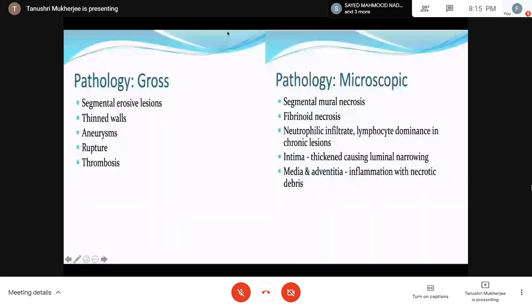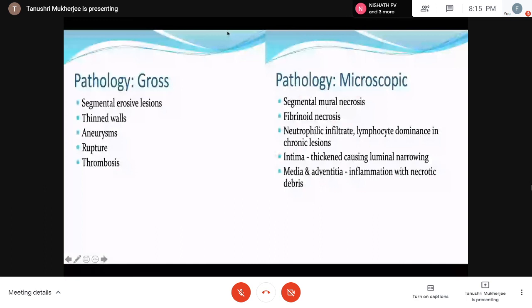There are segmental erosive lesions, grossly thin walls, aneurysm, rupture, and thrombosis. Microscopically, there's segmental mural necrosis, fibrinoid necrosis, neutrophilic infiltrate, and lymphocyte dominance in the chronic lesions. The intima is thickened, causing luminal narrowing, with media and adventitia inflammation with necrotic debris.